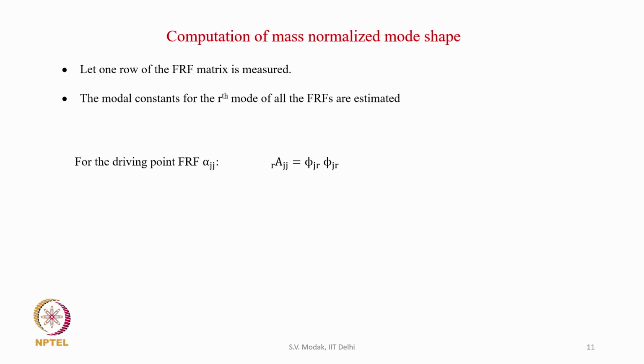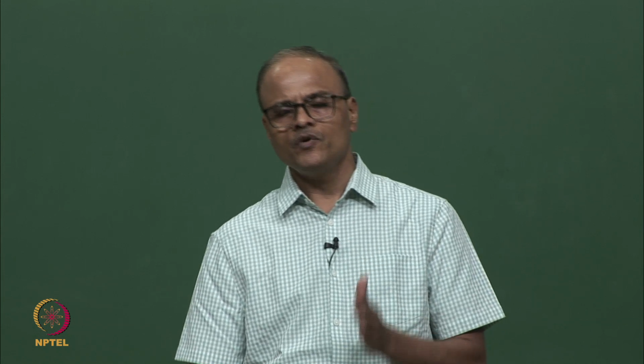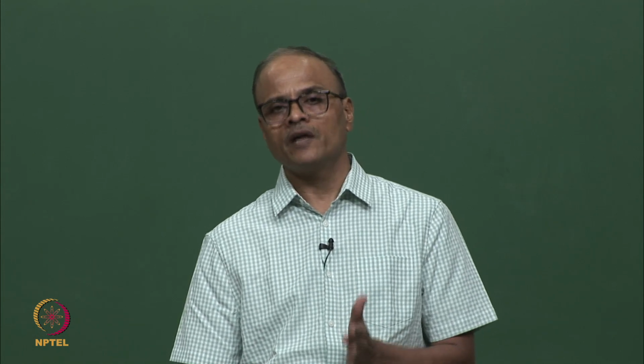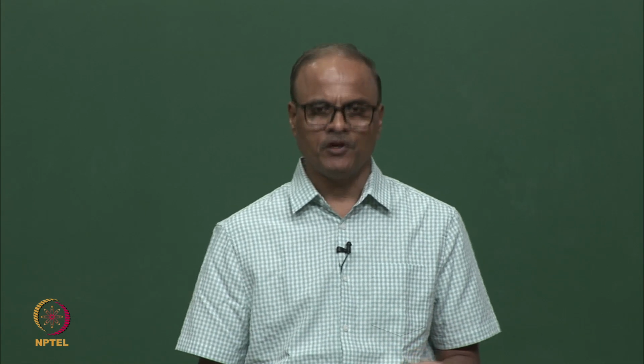So, for the driving point FRF alpha jj, we can write the modal constant expression as R_jj = phi_jr into phi_jr, and therefore phi_jr is equal to the square root of R_jj. R_jj is the modal constant for the rth mode in the point FRF. This means that if we know R_jj, the modal constant of the rth peak in the point FRF alpha jj, then we can determine the jth element of the rth mode shape from this expression. So, phi_jr is nothing but the jth element of the rth mode shape.